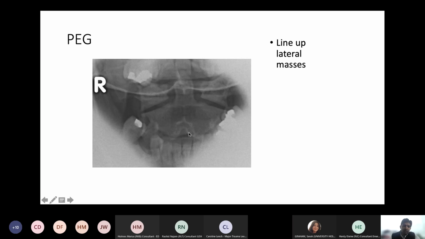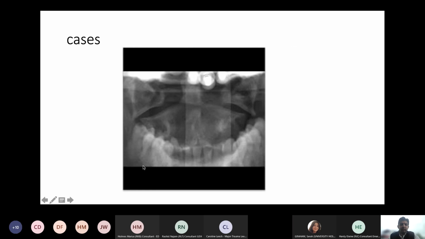This is a peg view. You can just about make out the peg there. And these are the lateral masses of C1. You have a C1 fracture. You can see that the C1 is splayed away from the C2 body and the rest.